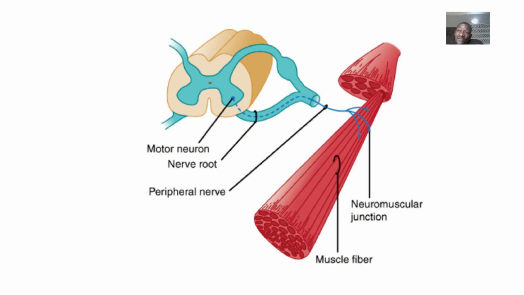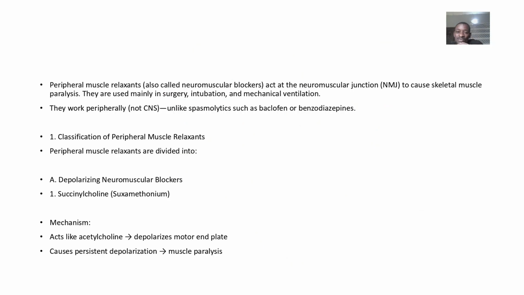So we have voluntary muscles and involuntary muscles, and we're talking about peripheral muscles. These are basically skeletal muscles, so you can control them. Peripheral muscle relaxants are also known as neuromuscular blockers. How these drugs work is this: there's a neuron here communicating with another one. If you bring a drug and block this neuron from communicating with the other one, there's no impulses passing, so you paralyze that part of the body.